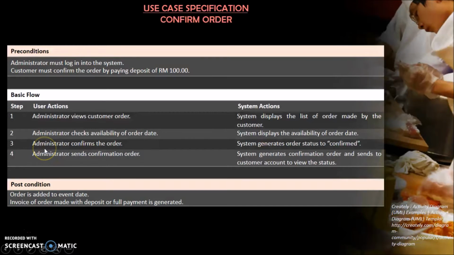And then the fourth one is the admin will send the confirmation order, whereby the system will generate the confirmation order and send it to the customer account to view the status. And the post condition is the order is added to the event date, and then the invoice of the order made with deposit or full payment is generated.